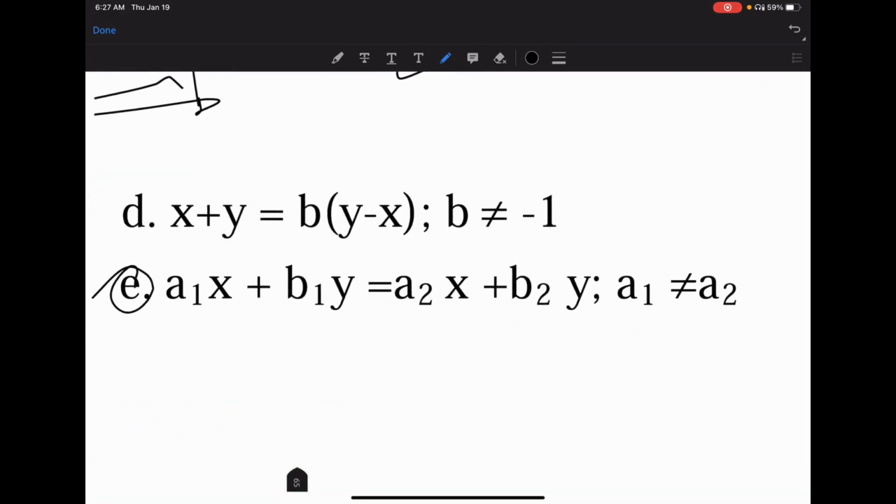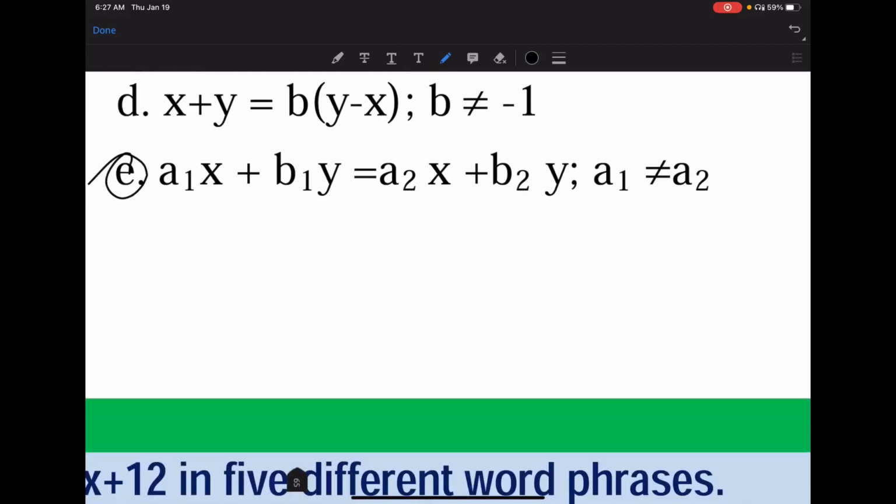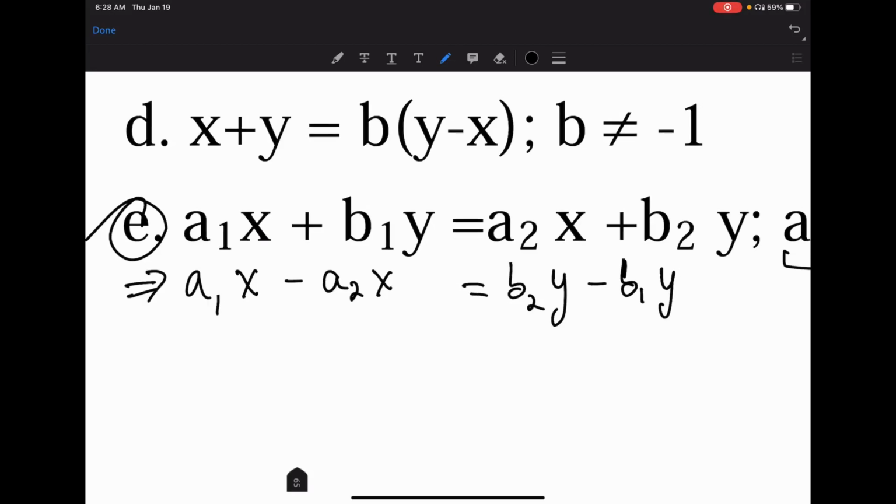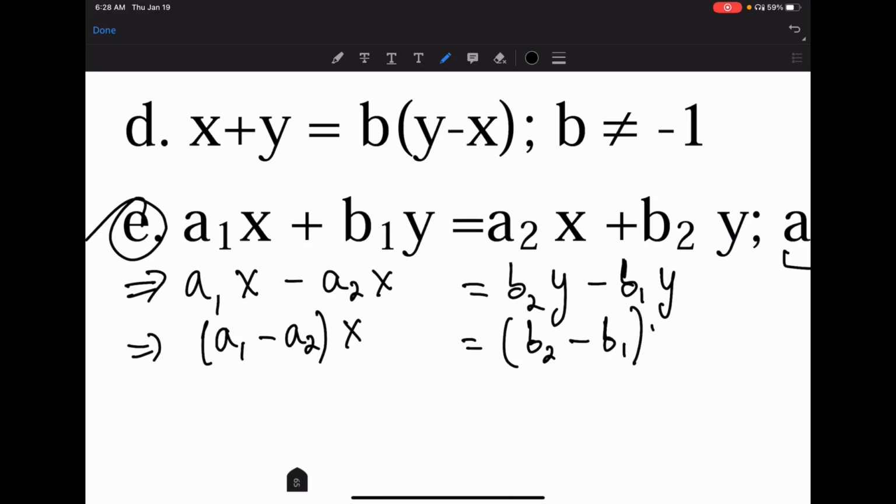What is x? a1x plus b1y equals a2x plus b2y, and a1 is different from a2. Great. When we solve this, we are solving for x, right? So a1x minus a2x is equal to b2y minus b1y, which implies that when we factor out x, we get a1 minus a2 whole x is equal to b2 minus b1 times y.